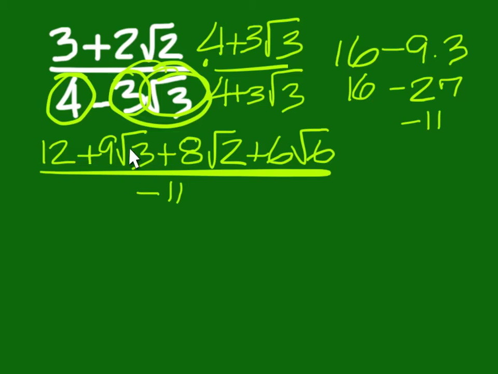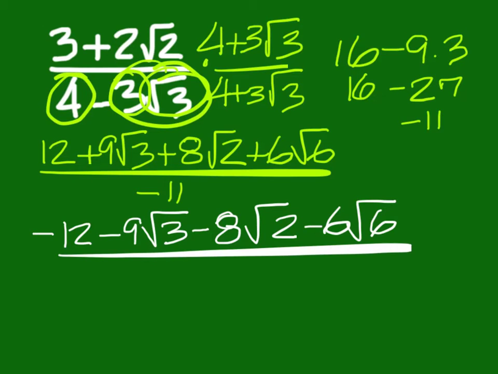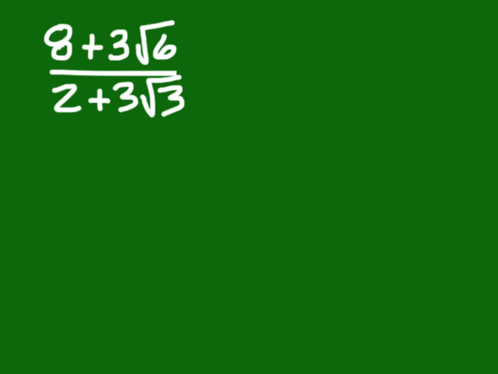Now look through the radical items 3, 2, and 6. Can't be simplified. You have 12, 9, 8, and 6 over a negative 11. That can't be simplified. The only other thing you can do is change the sign of everything so you can get rid of the negative sign on the bottom. So it makes it a negative 12 minus 9 square root of 3 minus 8 square root of 2 minus 6 square root of 6 over 11. That would be your final answer.